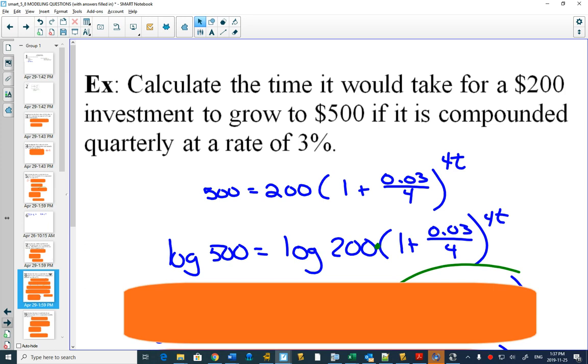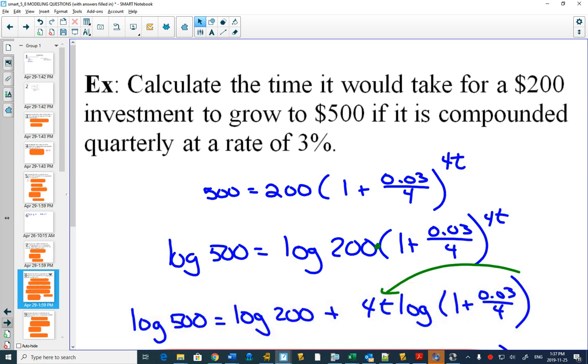So what's our log law for multiplication? Multiplying inside of a log means that you can add. So I add log 200 plus, and now that exponent could come out in front. So I did that in 1 step.